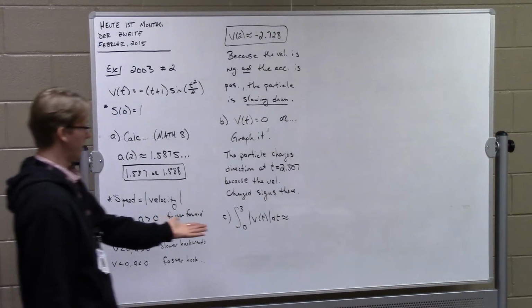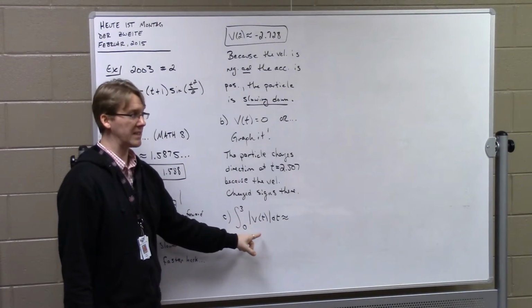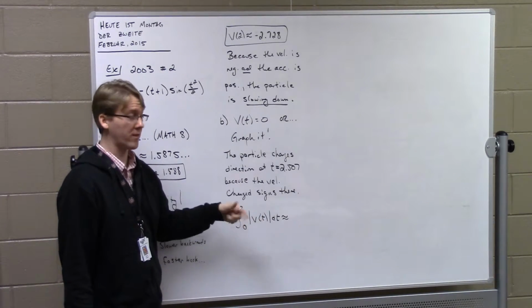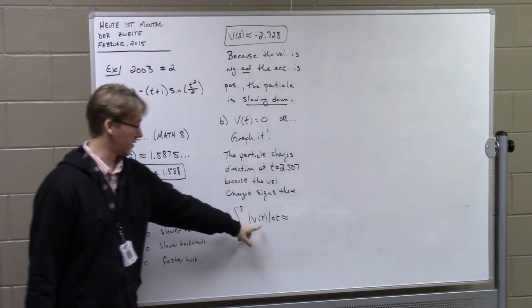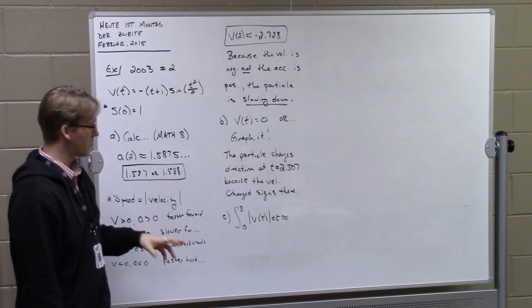This is perfect notation, by the way. If you put this on the test without actually writing what V is, that's cool, but only if V is defined somewhere. If you have told them, or if they have told you what V is, then you can just write V of T, okay? The other way to do this one would be to split it into 2 integrals.